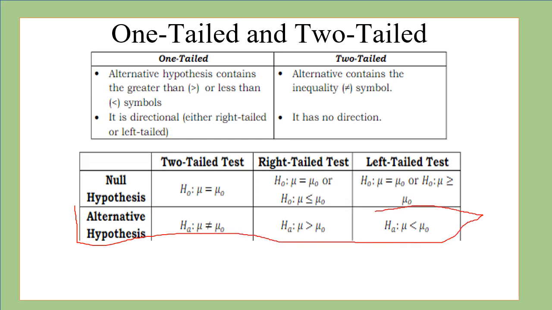hypothesis. Okay? Again, if its symbol is the not equal symbol, it is a two-tailed test. If it is the greater than symbol, it is a one-tailed test, or specifically, a right-tailed test. If it is the less than symbol, it is a one-tailed test, but specifically, in such a test, it is a left-tailed test.